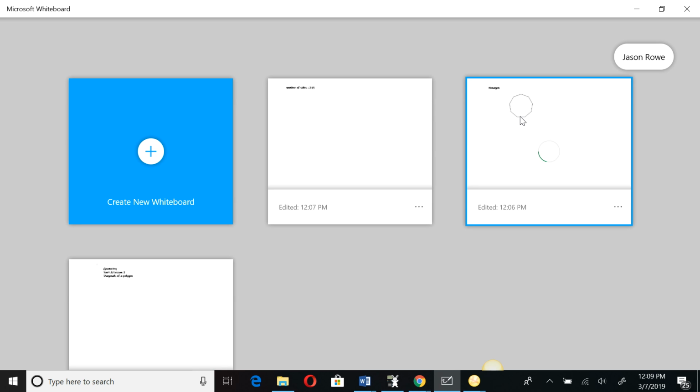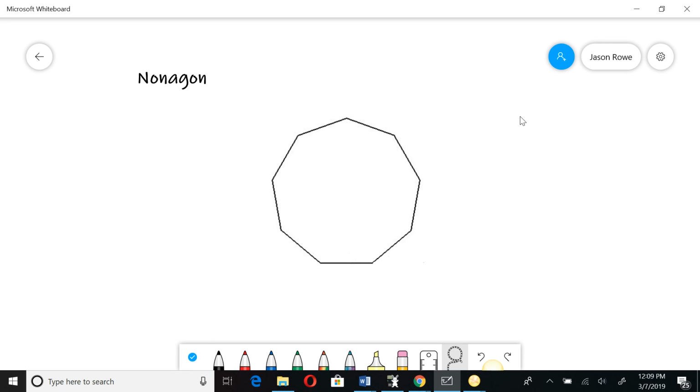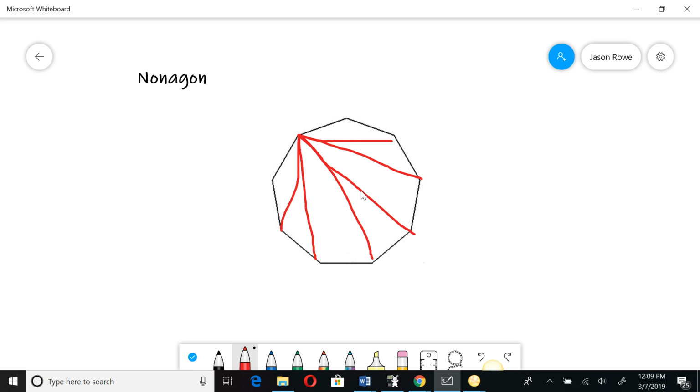So here's our first example. This is a nonagon. So what we're trying to figure out is how many diagonals I can draw, talking about all the diagonals from every vertex. And so I'm just going to do one. So I've got to find out how many I can draw all the way around.